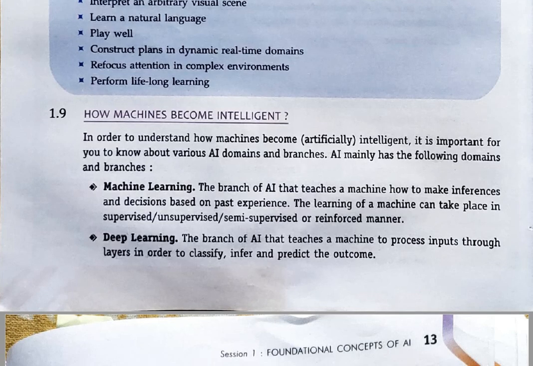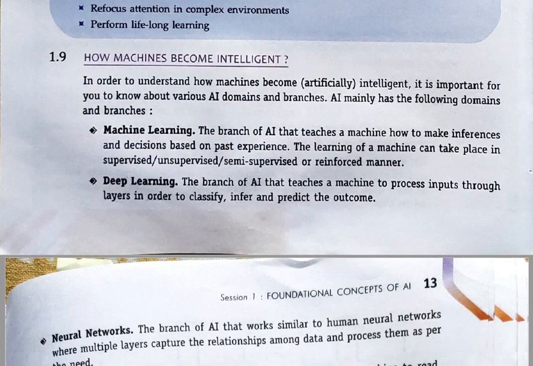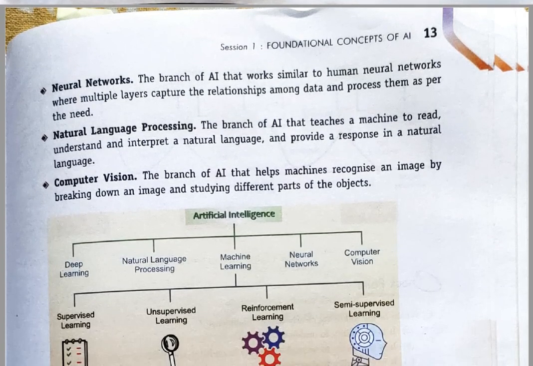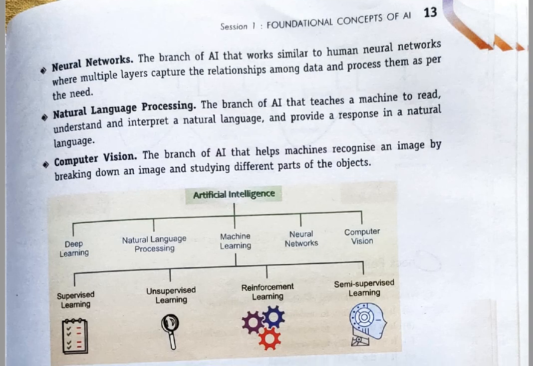Then the second one is deep learning. This branch processes the inputs through various layers and classifies the outcome. Then we have neural networks. A neural network is like the human mind. We have neurons inside us that store the data that we call our memory. Similarly, scientists try to develop neural networks in machines so that they can capture the data and the relationships and then process them.